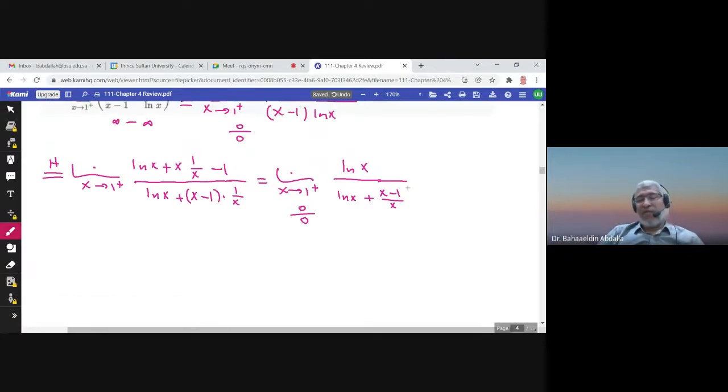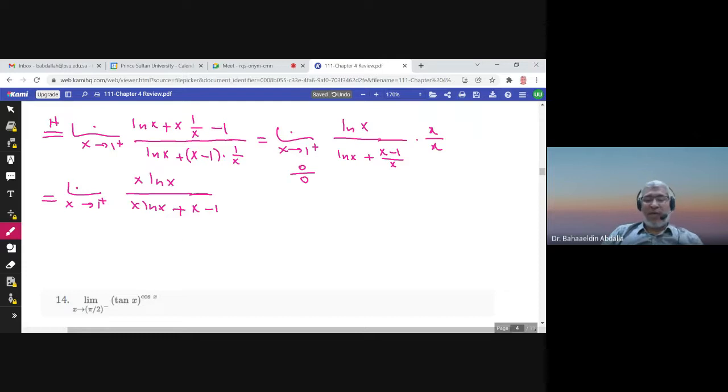If you want, I can leave it like this, or I can multiply by x over x to get rid of this x. So I'll have x ln x, and I'll have x ln x plus x minus 1. Now again, if you replace x by 1, you will have 0 over 0. And I'll use L'Hopital's now.